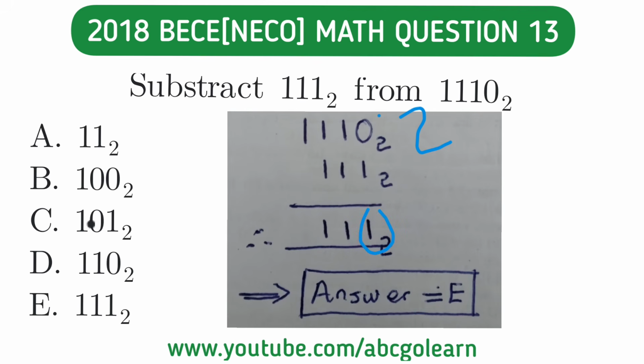So I've borrowed this 1 already. If I want to subtract here, this 1 would have turned to 0. So the next thing I will do is to borrow another 1 here. If you borrow 1 here, it will turn to 2. After it has turned to 2, if I subtract 1 from this 2, I would get this 1 as well. This 1 has also turned to 0. So the next thing I will do is to borrow from this 1.